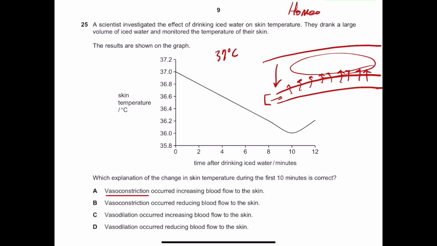So the whole thing is a part of homeostasis, and the meaning of homeostasis is the maintenance of a constant internal environment. So we keep ourselves warm, like at 37 degrees Celsius. So the answer should be either A or B, and reducing blood flow to the skin is the correct one. Hence, the answer should be B for this one. B. Okay?